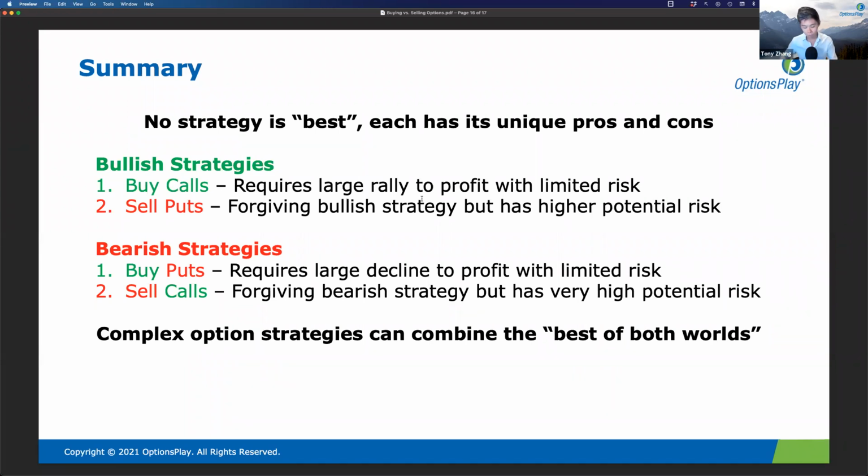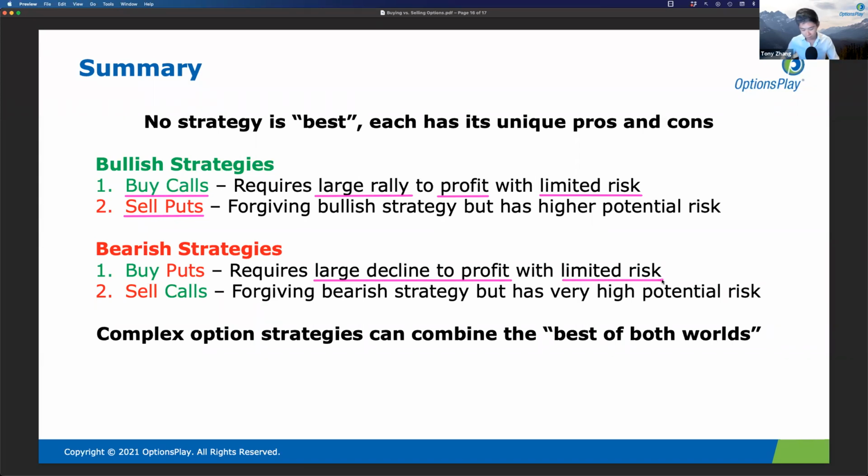So when we talk about bullish strategies, this is when we talk about buying calls and selling puts. If you were to buy a call, just remember, anytime when you buy an option, it requires the stock to have a very large rally in order to profit. But what you have in exchange for that is limited risk. So if the trade goes against you, you know exactly how much you can potentially lose. Same thing for buying a put. It just requires a large decline in order to profit, but it gives you limited risk.